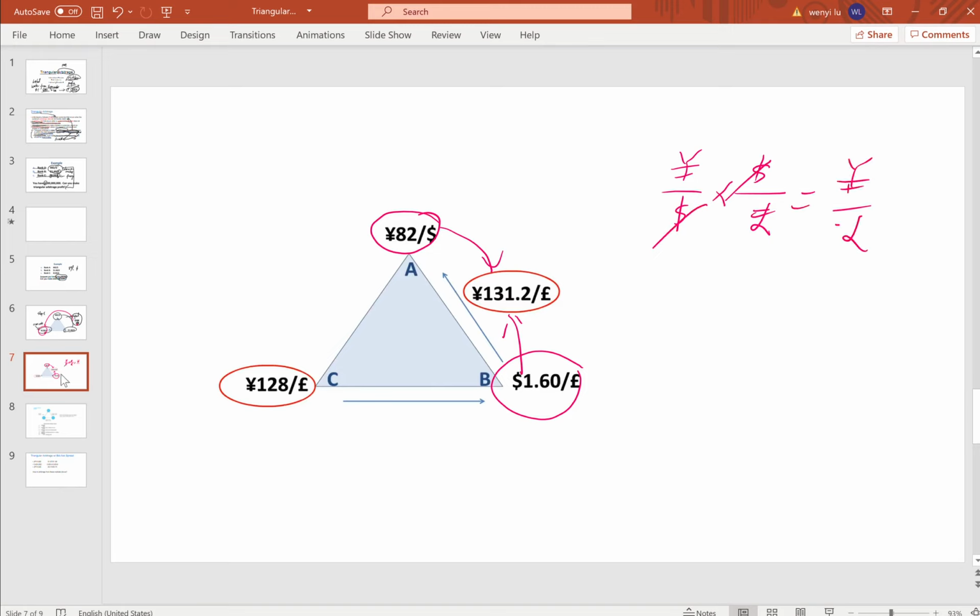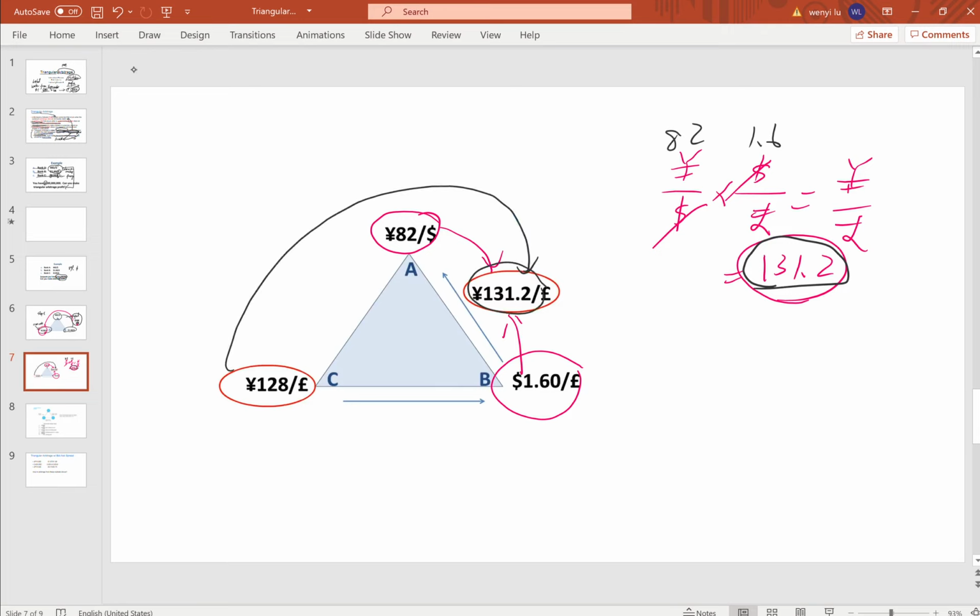That's equal to 131.2. And this number comes from 82 times 1.6. And you can see these two numbers, one implied and one the actual market rate, are not exactly the same, so there are some discrepancies.